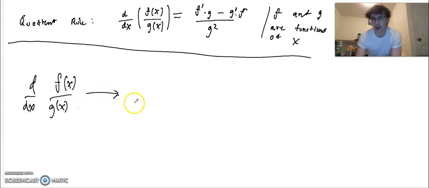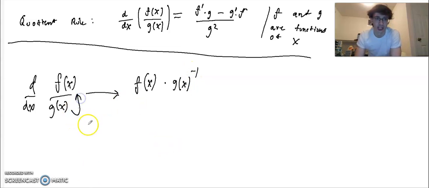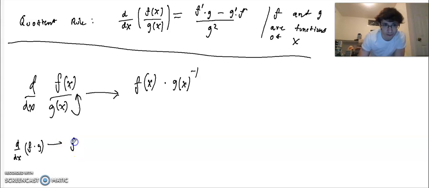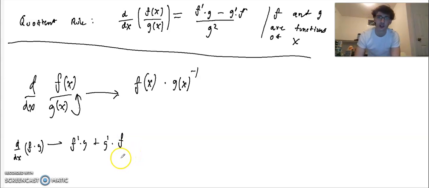Well, first, we're just going to prove this with the product rule, because we like the product rule. So first, f of x times g of x to the negative 1. We just move this into the top, and then, instead of divided by, we have times. And I'll write down the product rule down here. F times g is just f prime times g plus g prime times f. We proved that two videos ago, and we did some examples last video.